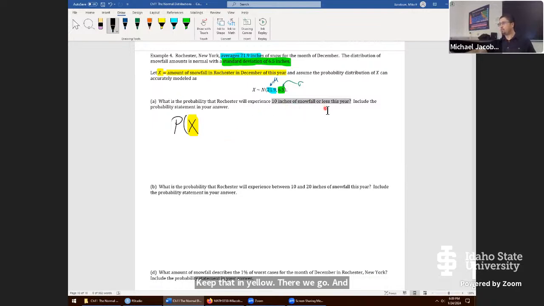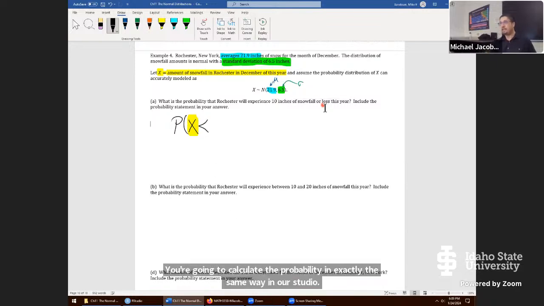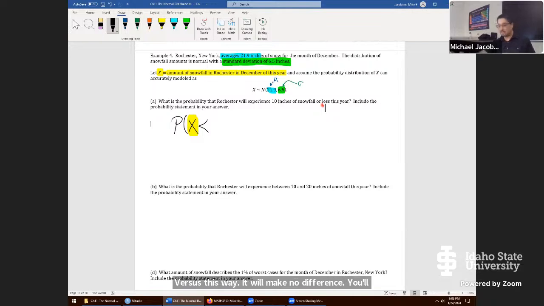For this, well, we have a directionality, 10 inches or less. You might write it as less than or equals, or strictly less than. Again, completely up to your option. If you went this way, you're going to calculate the probability in exactly the same way in RStudio versus this way. It will make no difference. You'll notice there's no option even in RStudio to control those two statements. But for me, what I would probably do, this is a stylistic choice, it's not as important. If it said 10 inches or less, I'd probably just go like this. Sounds like a strict inequality.